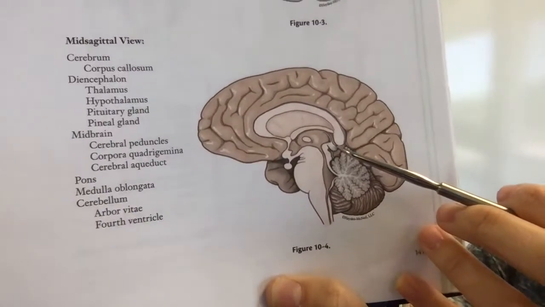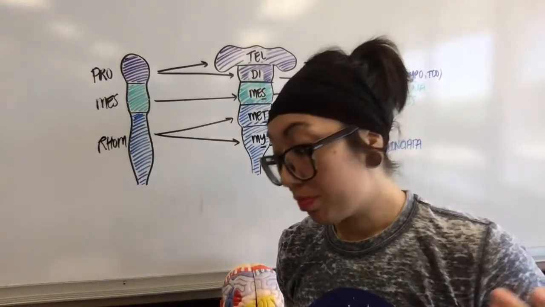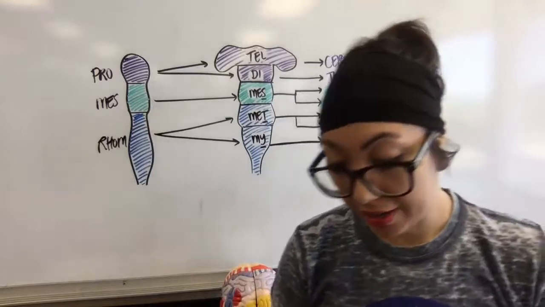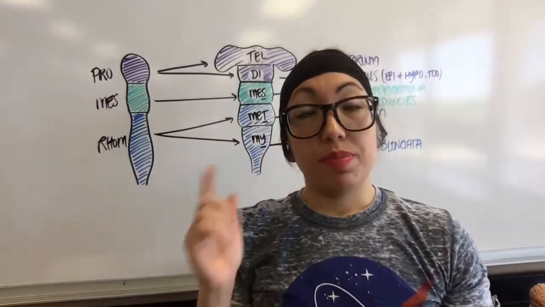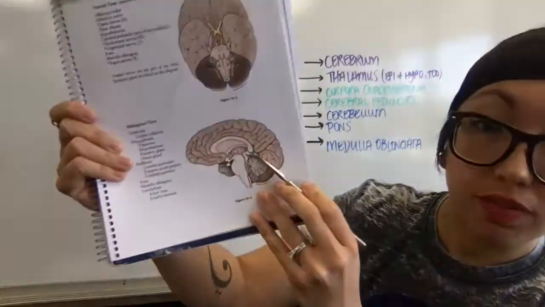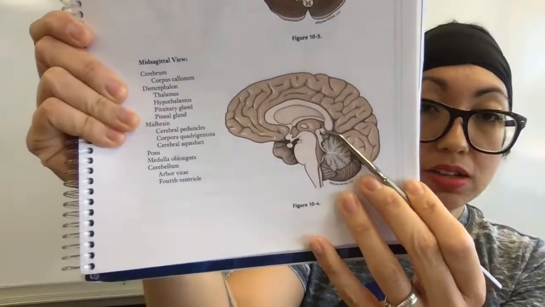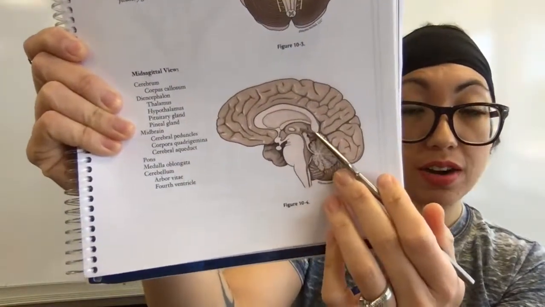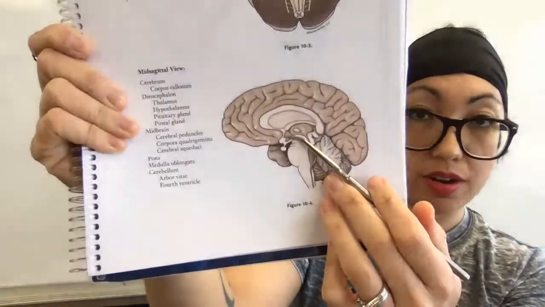Okay, so the pineal gland is responsible for creating and secreting melatonin, which is what helps regulate our circadian rhythms. That is a part of the epithalamus, and it is on the posterior side. So that little thing right there, that little doodad, is the pineal gland. And then we have the thalamus right here, and then the hypothalamus is right there.